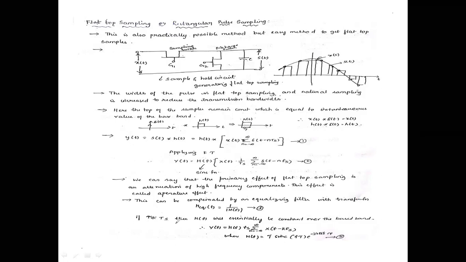If tau is very much less than Ts, then H(f) is essentially constant over the baseband. Y(f) is equal to H(f), and it becomes a function of tau, the 1 by Ts is a Ts tau, the sum over n from minus infinity to infinity of X(f minus k fs). Where H(f) is a sinc function here. We are only taking it that way; there is actually no need of this function.